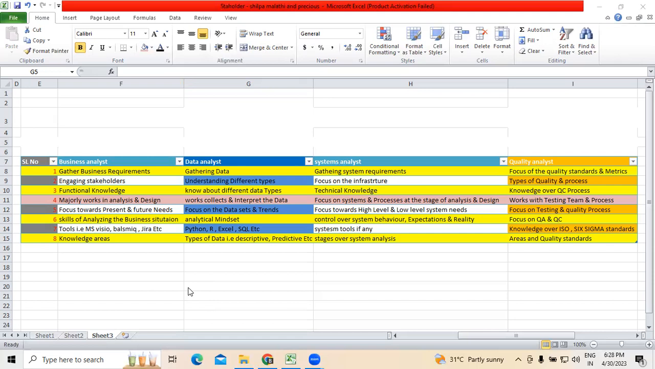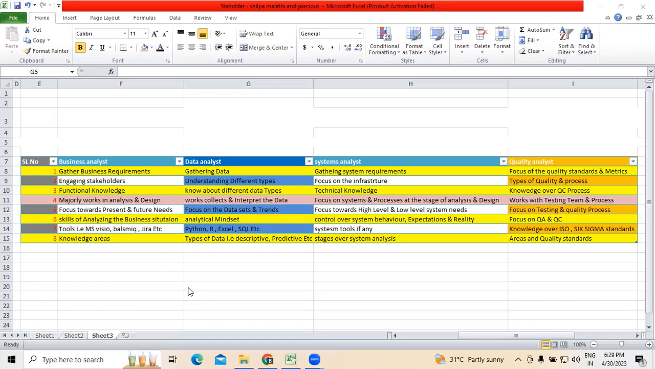Because even a systems analyst will work parallelly with a business analyst, because the business analyst takes care of business requirements, and the systems analyst takes care of system requirements. So both will work hand in hand. This is also required. Next, a quality analyst works with the testing teams and processes. Whatever testing teams and processes we have, there is knowledge as well as working with them, because the testing team will perform two things: manual and automation testing.